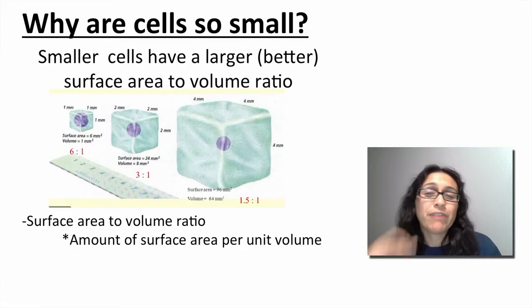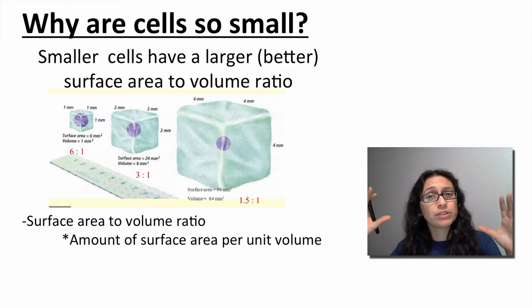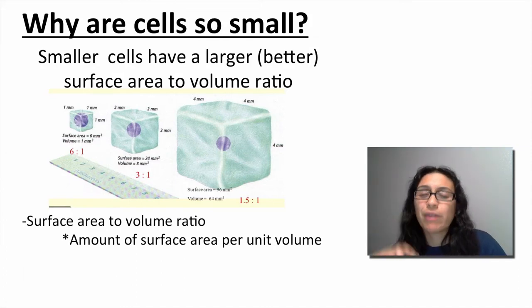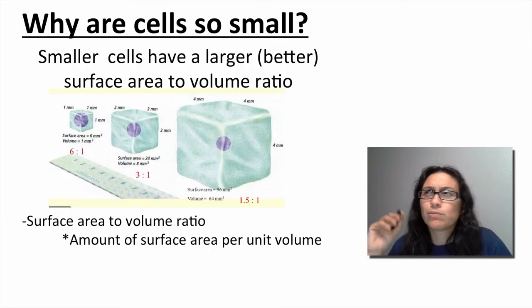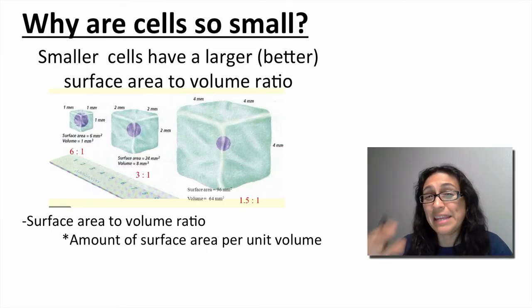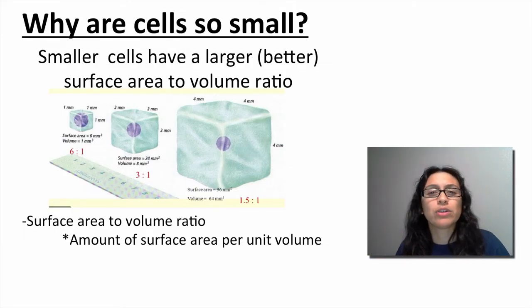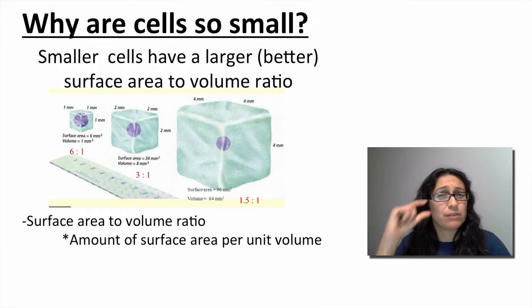Now, what we've found in the studies that we've done is that smaller cells have larger surface area to volume ratios, and we found that that is better. So again, small cells have large surface area to volume ratios, so larger surface area compared to volume, and we found that that is better. We know that, but what does that really mean? We want to find out, why is it better to have a large surface area to volume ratio, and why is it better for cells to be small instead of larger?